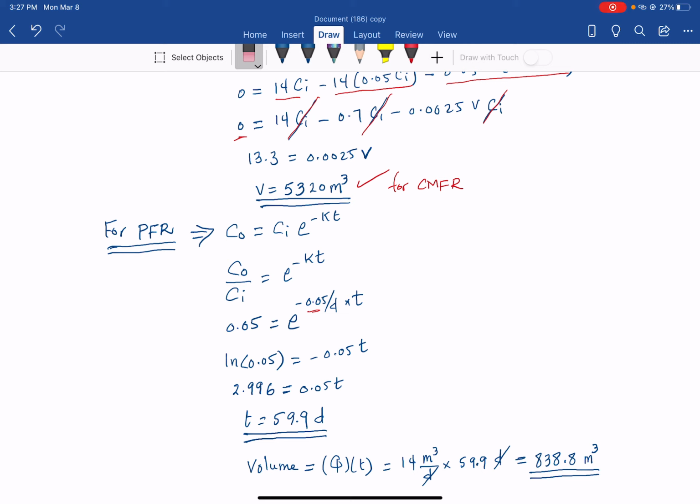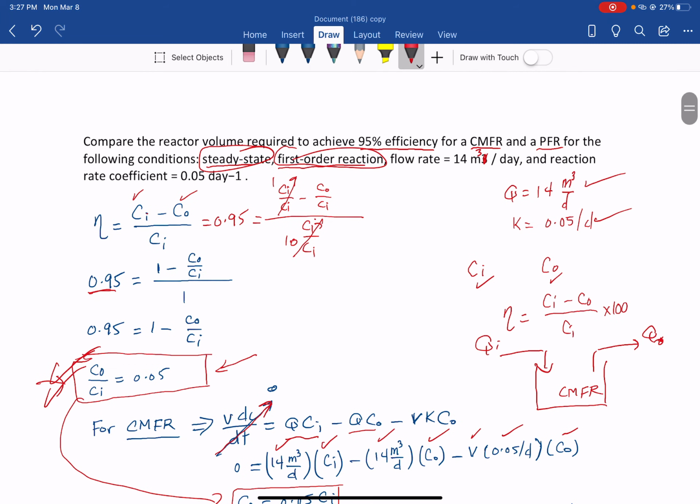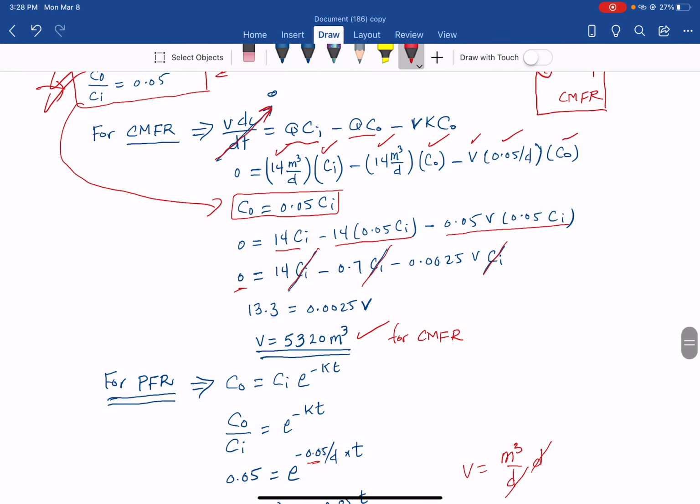The volume is equal to what? Remember, the volume is what we're looking for. So the volume is equal to Q, meter cubic per day, times the time, days, and then you'll end up with meter cube. If you multiply the time times the flow, you will get 838.8 meter cube.